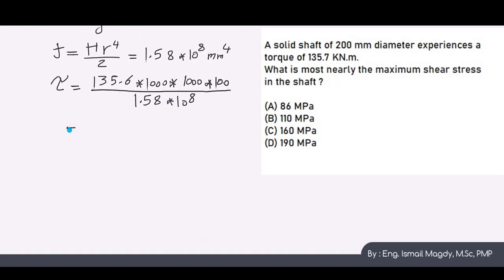Solving this equation, you will get that tau equals 85.5 newton per millimeter squared, which is the same as megapascal.